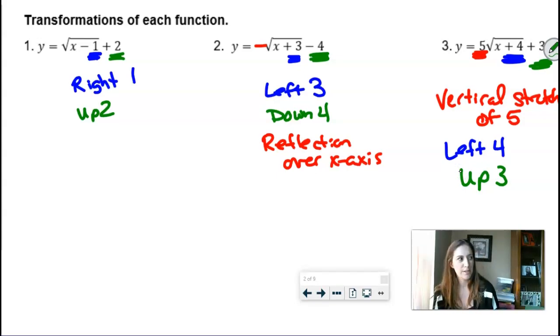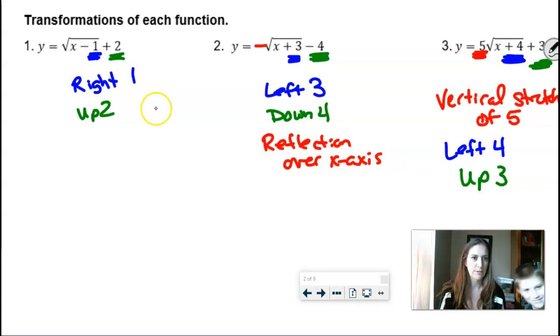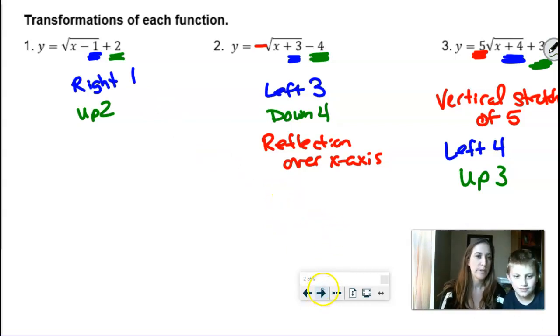Oh, and we have a special guest with us now. Logan Abruzzo. There you are, buddy. What are we doing? We're going to be graphing square root and cube root graphs.